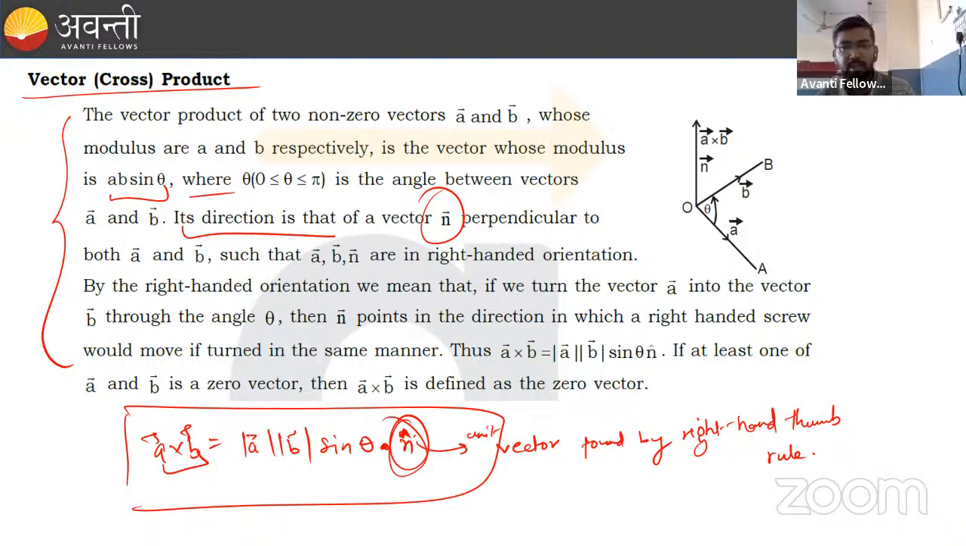By right hand orientation, we mean that for A bar cross B bar, we are turning from A to B. For B bar cross A bar, we are turning from B to A, right? Okay, let's move ahead. Let's read the last line. Thus, A bar cross B bar is equal to mod of A bar, mod of B bar, sin theta n cap. If at least one of A and B is a zero vector, then A bar cross B bar is defined as the zero vector, right? So A bar should be zero, or B bar is zero, or sin theta is zero. In these three scenarios, you get the zero vector as the resultant.